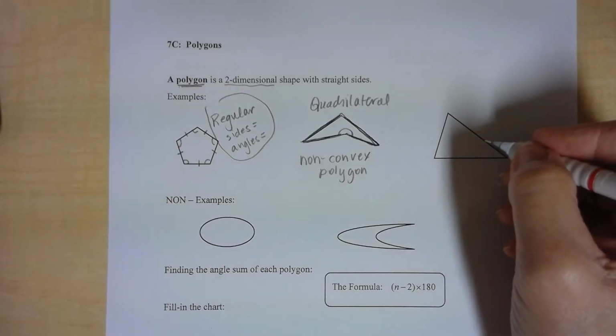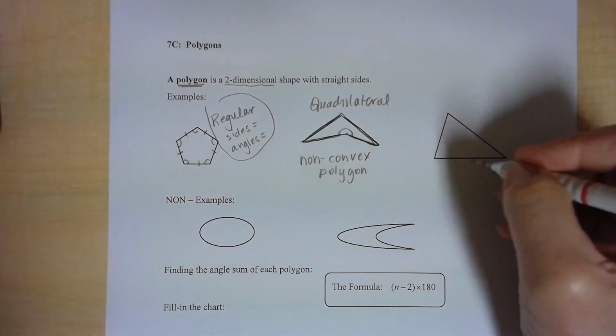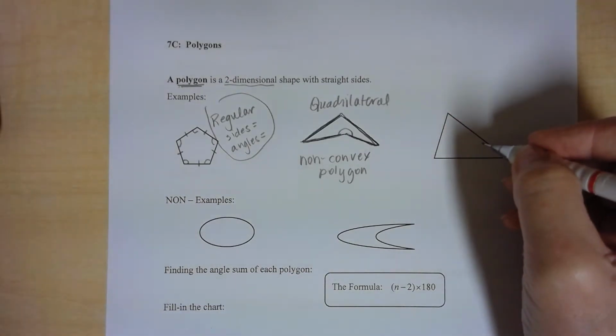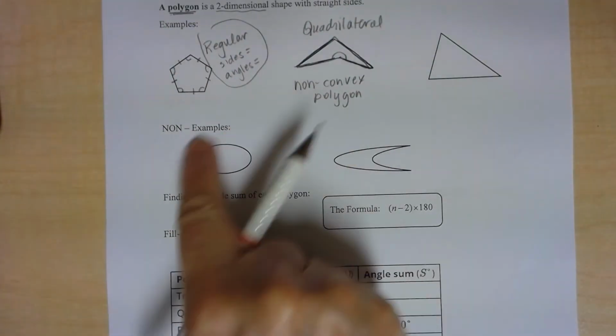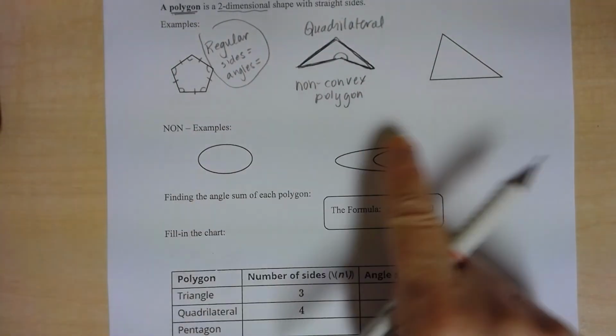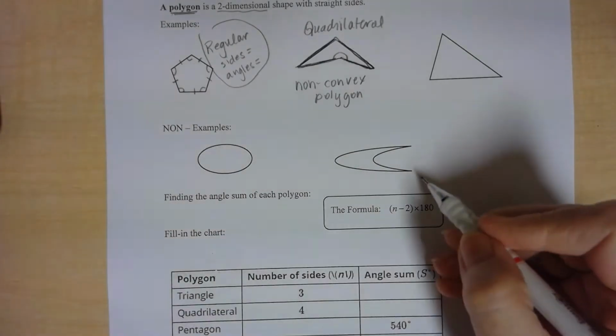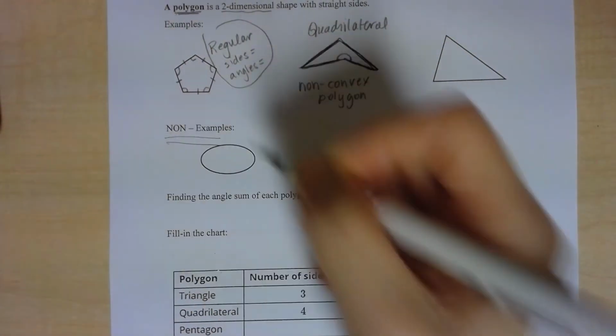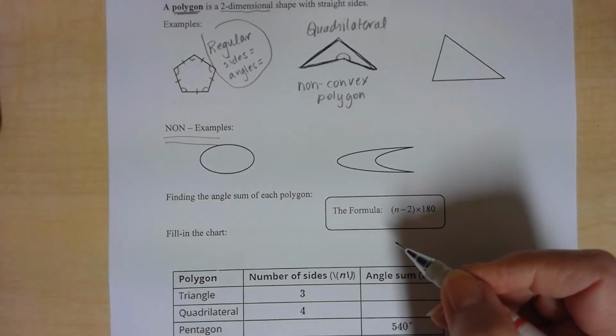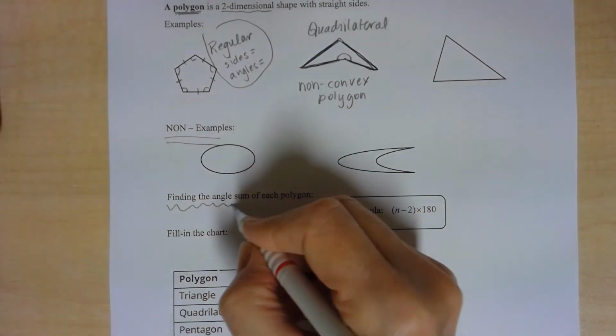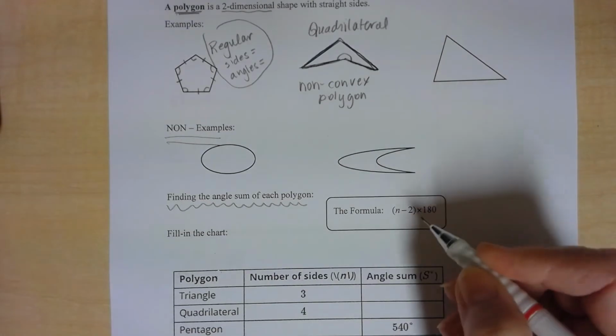This is a regular old triangle. It's scalene. All the sides are different, but it's still a polygon, a 3-sided polygon, a triangle. Non-examples are when I have something that's curved, so this oval or this weird kind of space force shape. Those are not polygons.